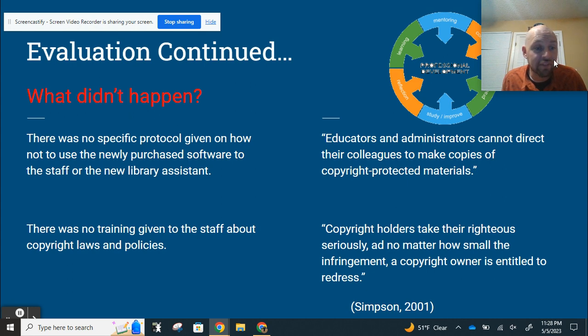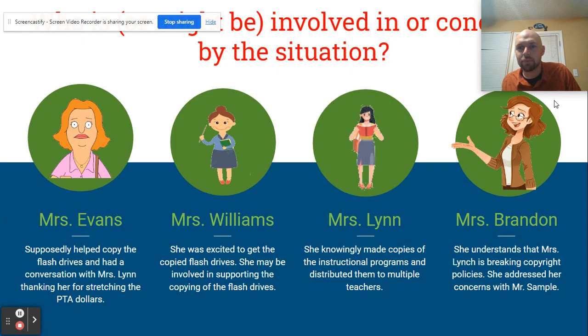There was no training given to the staff about the copyright laws and policies. Teachers went to this new library assistant and essentially asked her to break copyright law, and she unknowingly, or even knowingly, agreed to do it. This is a quote from The Simpson: Educators and administrators cannot direct their colleagues to make copies of copyright protected material, as this breaks copyright laws. Copyright holders take this seriously, and no matter how small the infringement, a copyright owner is entitled to redress. So this is just a foreshadow of the role and responsibility that staff members take.